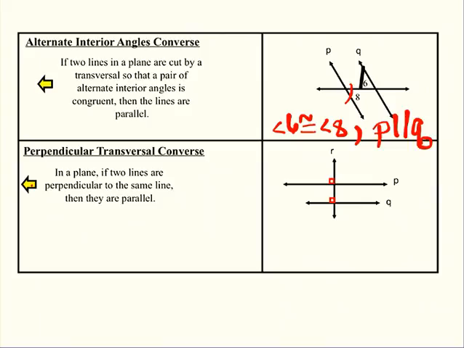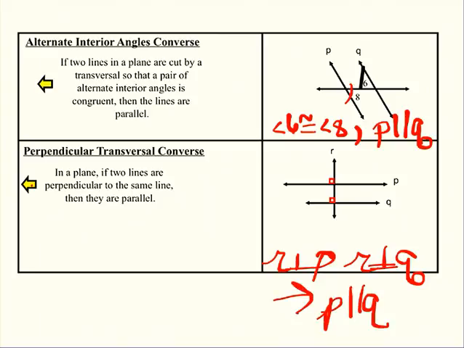Taking a look at this, perpendicular transversal converse. In a plane, if two lines are perpendicular to the same line, then they are parallel. So looking over here, we know that R is perpendicular to P, and also that R is perpendicular to Q. Remember that upside down T means perpendicular. So then we know that P has to be parallel to Q, because you can't be perpendicular to the same line and not be parallel. That's kind of what this theorem is telling us.